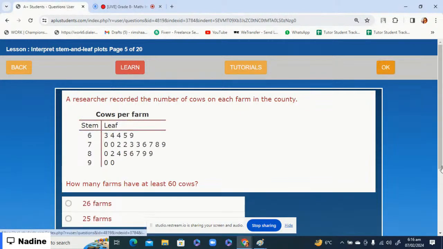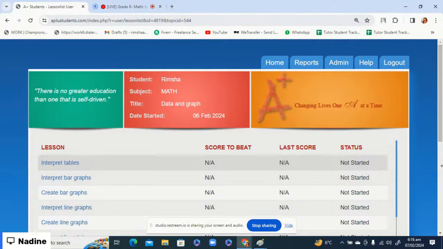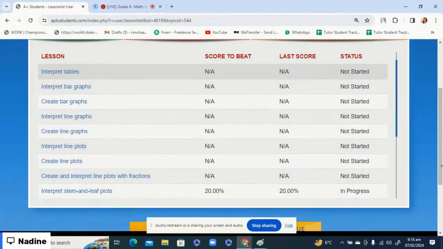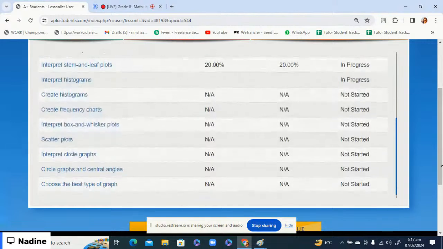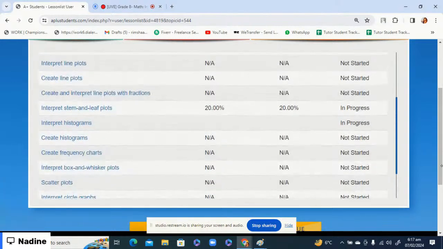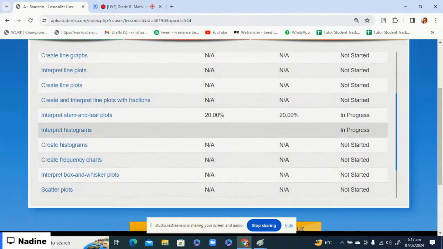Hope you guys understand this lesson. Now you can do all the rest of the questions by yourself regarding this lesson. Now let's move to the next. So we discussed interpreting stem and leaf. Now interpret the histogram.